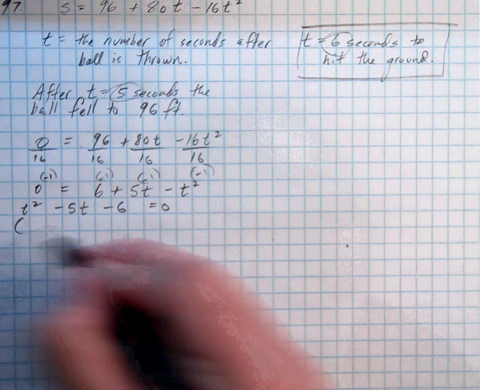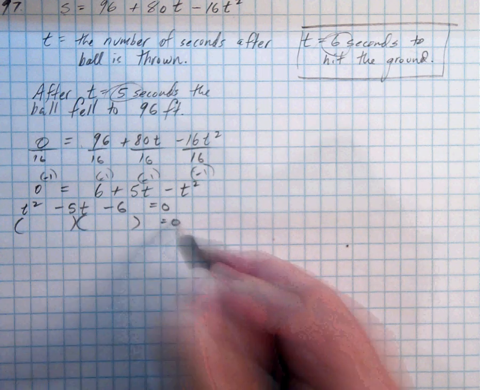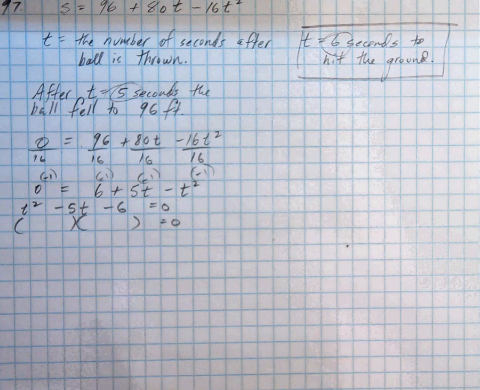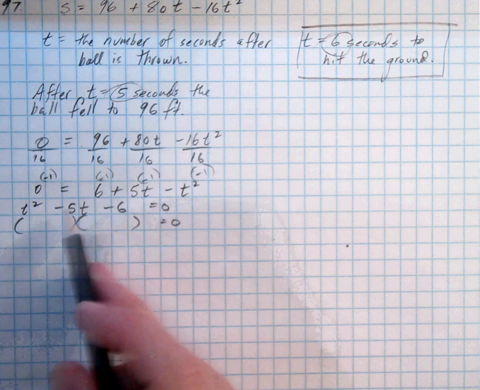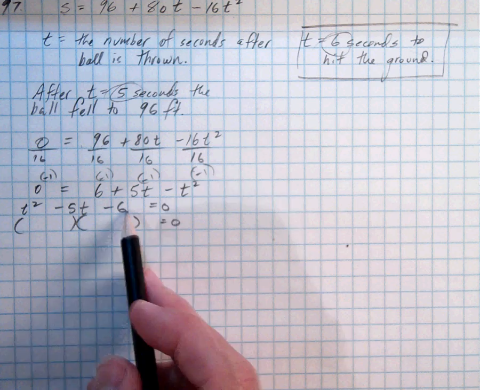Alright, so now this should factor. Two numbers that multiply to -6 but add up to -5. What would that be?